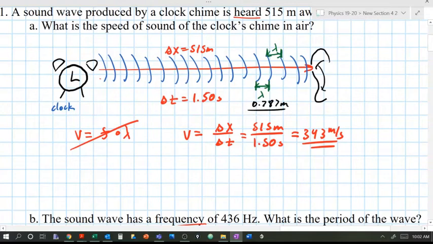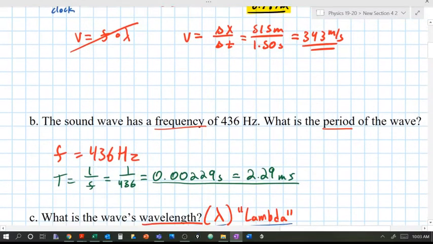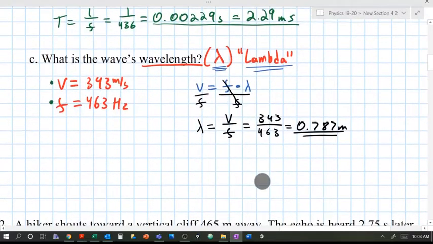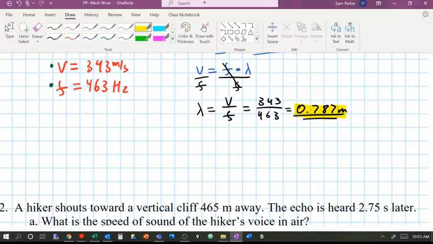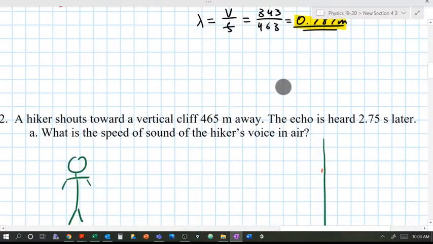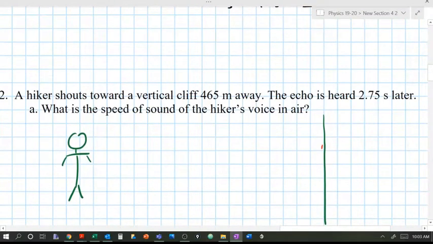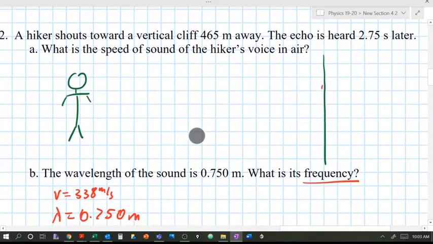And now that is the distance between each of these wave pulses, 0.787 meters. So notice the difference there between wavelength and distance. Wavelength is the distance between each pulse, and distance is how far the energy travels through the medium. Remember, a wave is just the transfer of energy through a medium. Okay, so there's our wavelength for part C.